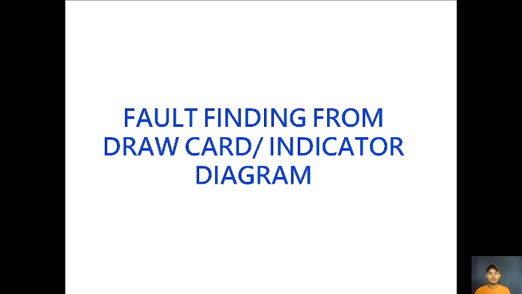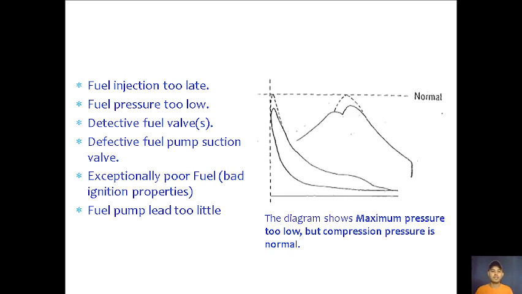Okay, fault finding from the draw card or indicator diagram. Let's start. In here, as you can see, the broken line is a normal diagram, and the current diagram that you have taken has a lower maximum pressure than the original, normal diagram. So there's something wrong here. The diagram shows maximum pressure too low, but compression pressure is normal. This is the compression pressure, it's normal. So what could be the problem?